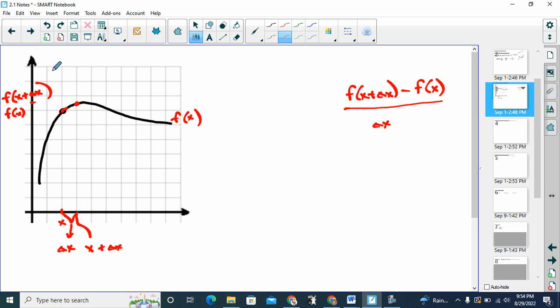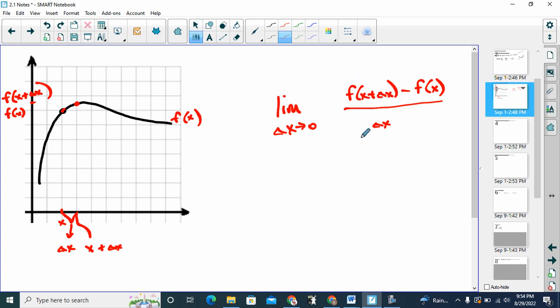I can't make it so the 2 points are right on top of each other, but the closer and closer I move them, the better the representation would be. So I want delta x to be as small as possible. I want it to not be 0, because it can't be 0, but I want it to approach 0. So this is the limit definition of derivative.